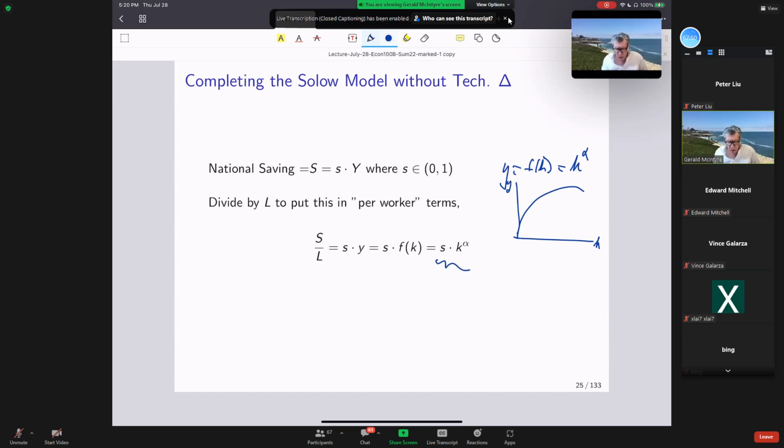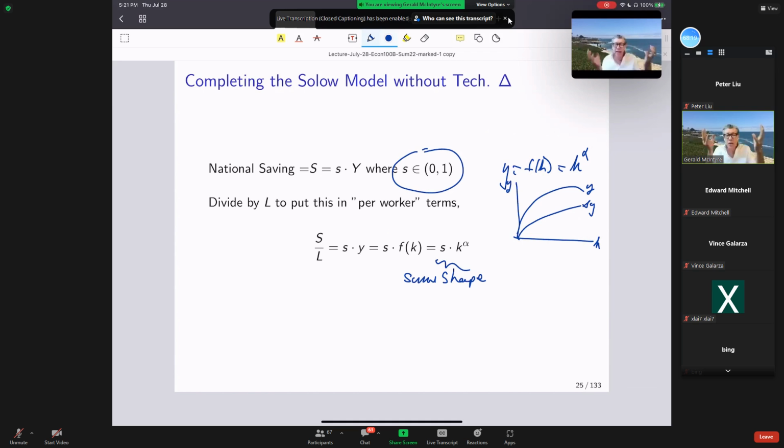And now I have this function. Remember, s is between 0 and 1: 20%, 30%, 50%. And so this has the exact same shape as the y function. It's just shorter. And here's savings. It's only 20% in the United States. If the savings rate is 20% of income, then it's only 20% of the height of y.